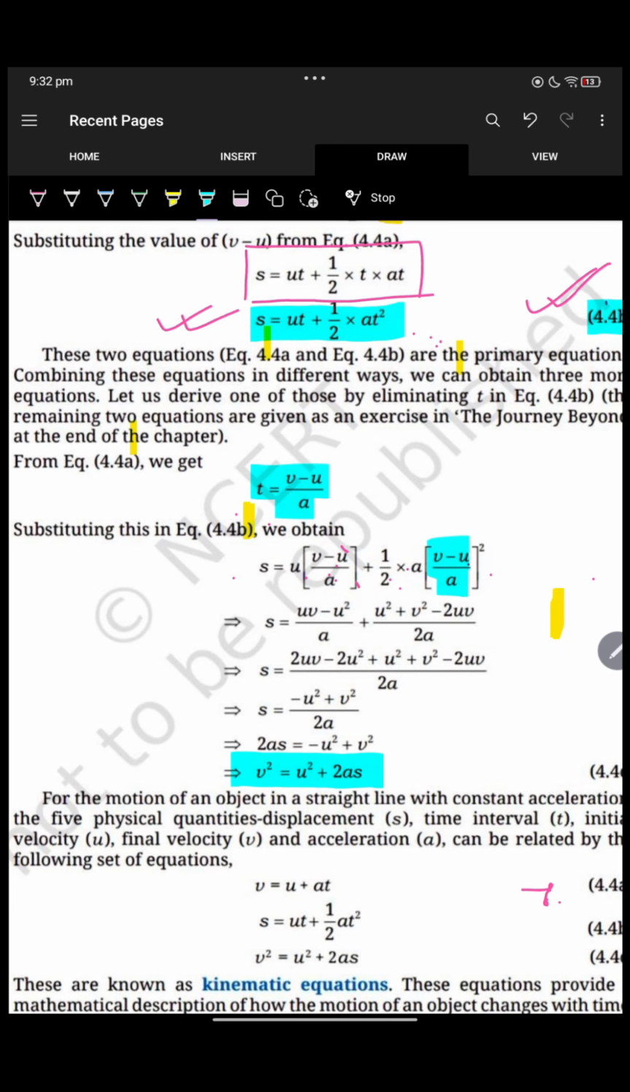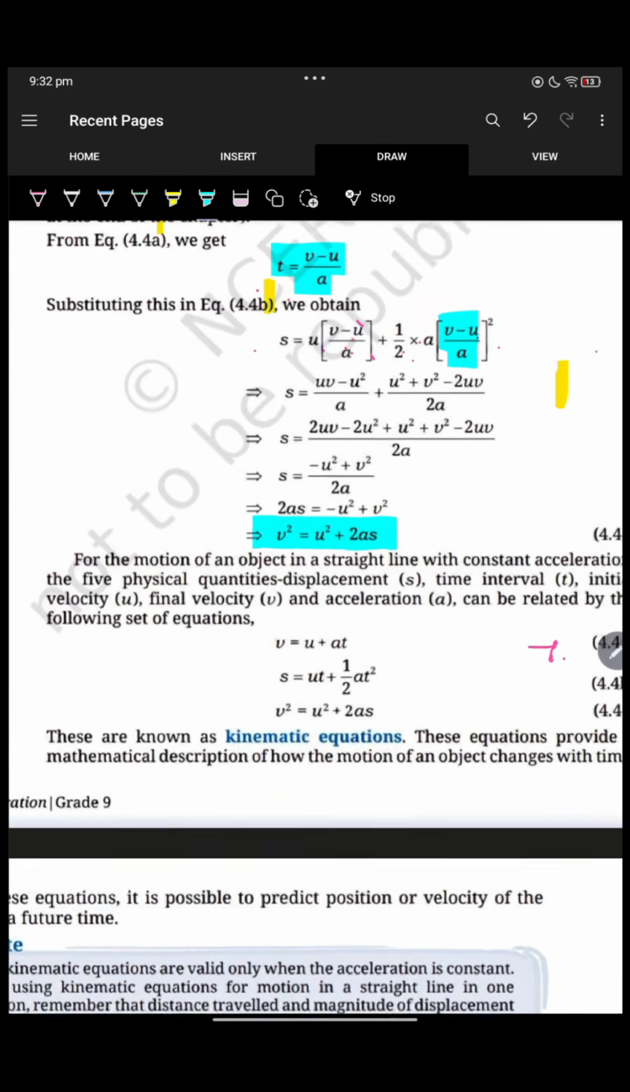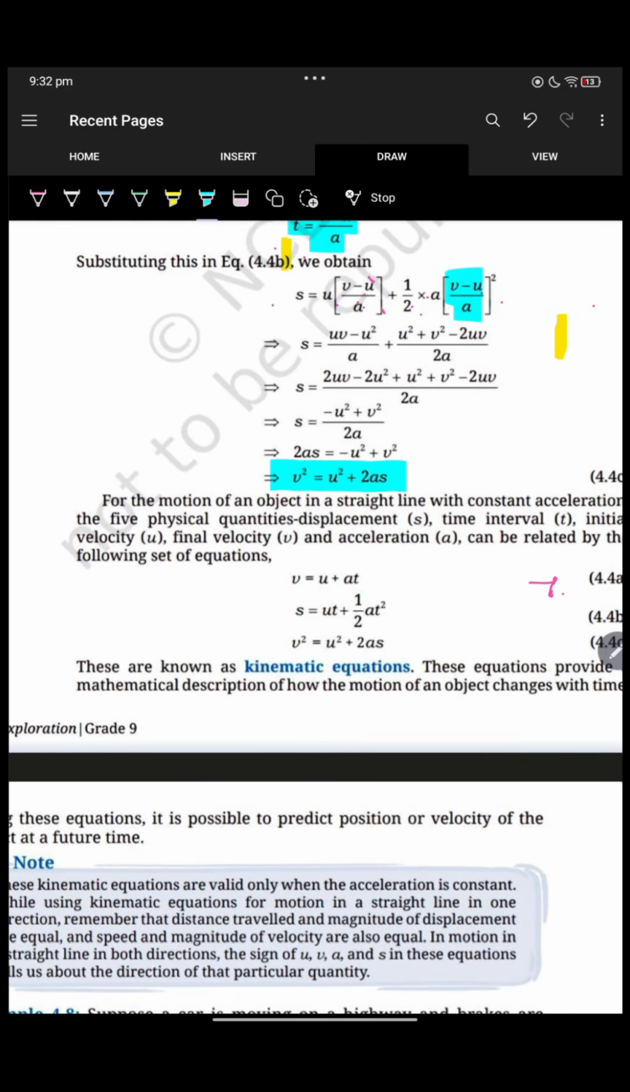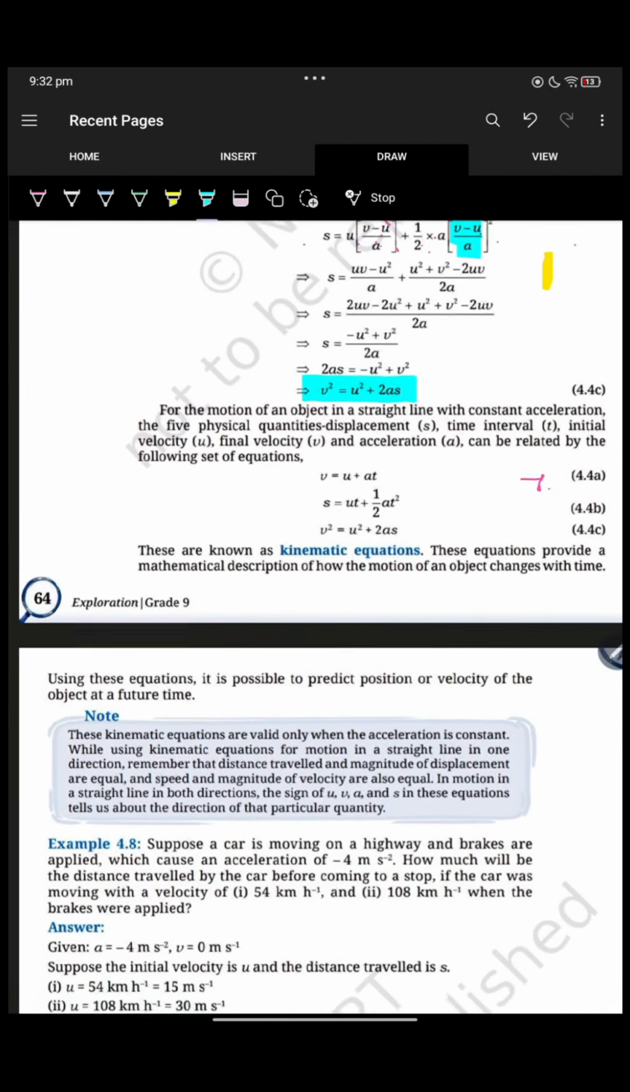So this is the third equation of motion, which is a derived equation of motion. Again, from the first one, V is equal to U plus AT, we can say T is equal to V minus U by A. And so you can simply place it in the second equation and you get the third one. So I hope you have understood how we got the three equations of motion, and they can be written as the kinematic equations.